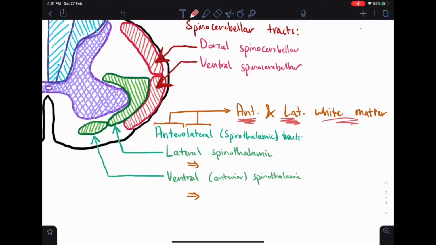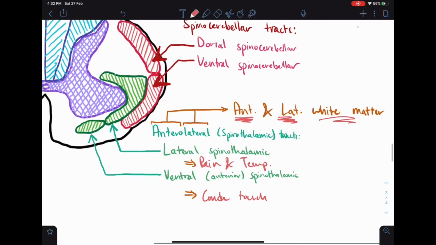For the lateral, this is something that you have to memorize. For the lateral, it carries pain and temperature, while for the ventral or anterior, it carries crude touch. Now, what carries the fine touch or the discriminatory touch? It is the gracile and cuneate, or the dorsal column medial lemniscus. However, for crude touch, you have the ventral spinothalamic tract.